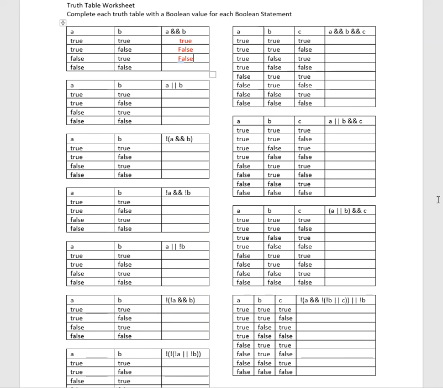Word is capitalizing the word false, but it doesn't matter. And the last one is false also, because if you have false and, you don't even have to check the second one.